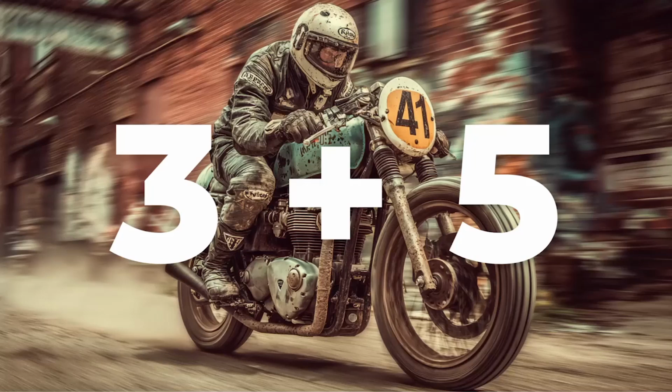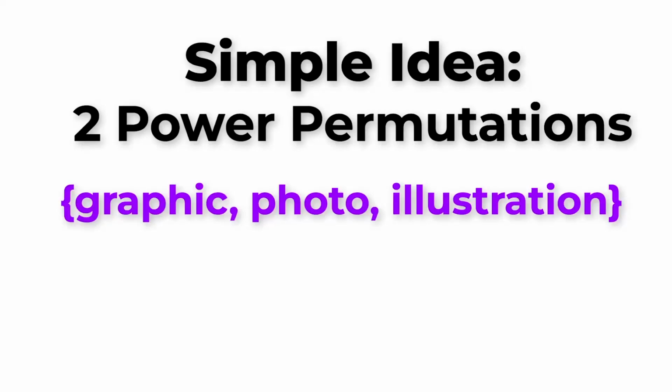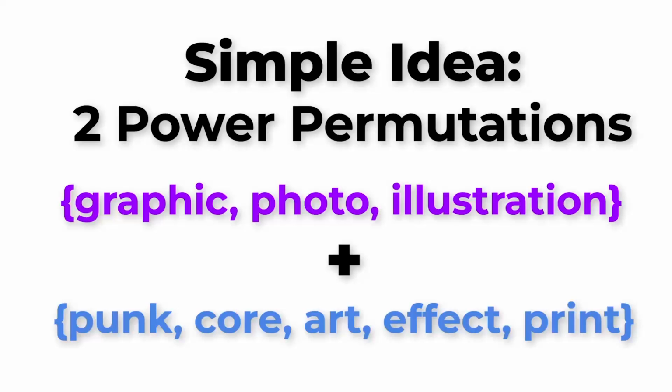And in the next few minutes, you'll see why this is so incredibly powerful. The idea is simple. Use 2 power permutations at once to unlock interesting visual ideas that you can expand on later. The first set are graphic, photo, and illustration. These 3 give us different art aesthetics for the images. The second set: punk, core, art, effect, and print. These 5 ideas push the art into incredibly interesting results.